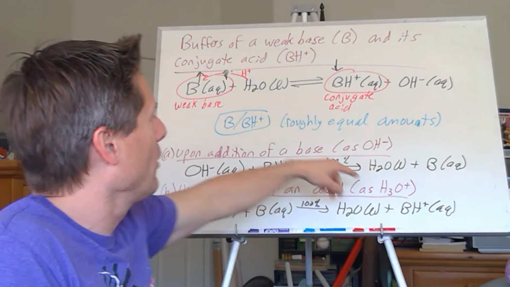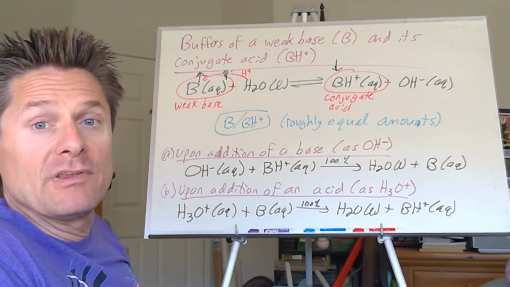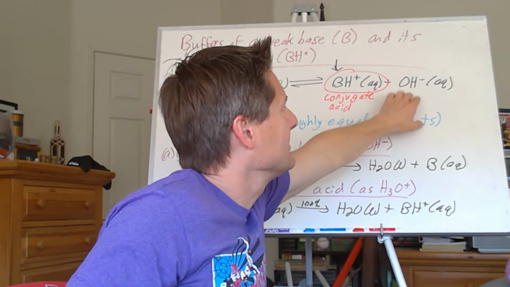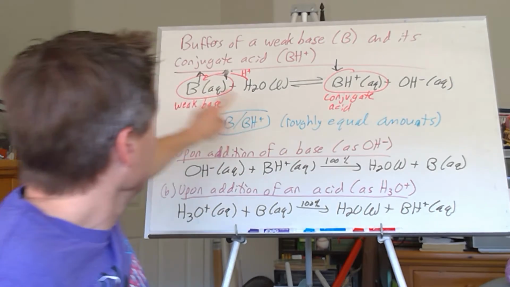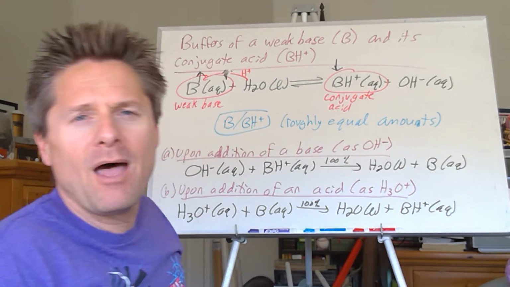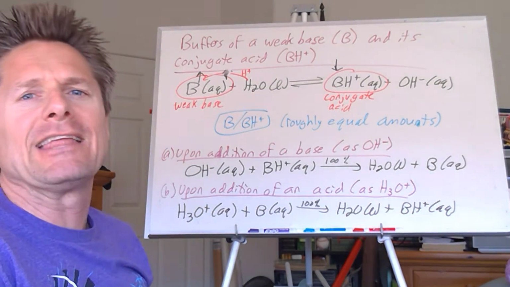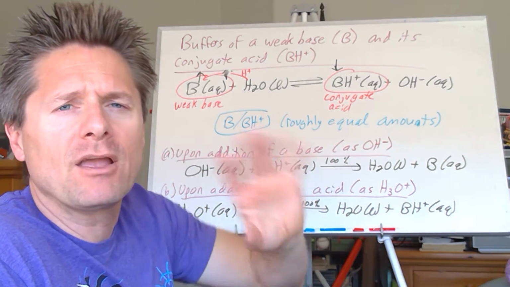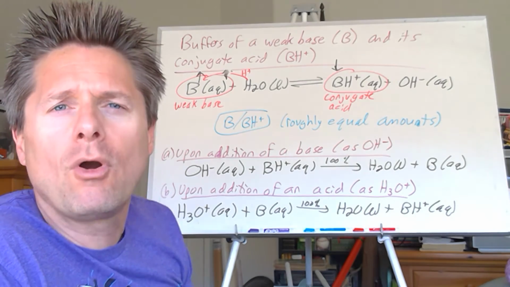This would go up by equivalent amounts. And again, you can think of it using Le Chatelier's principle. If I add an acid, this can take it out. It's going to shift to the right. This goes down, that goes up, by equivalent proportions. Calculate the new concentrations of B and BH+, plug it into the Henderson-Hasselbalch equation. Snore, snore, snore. You're good to go.